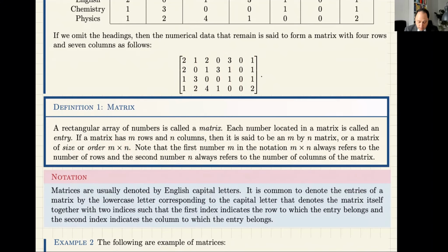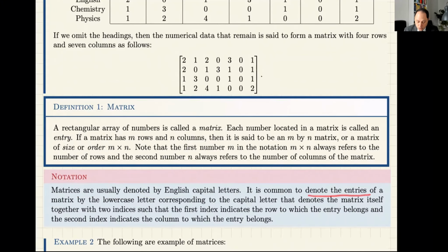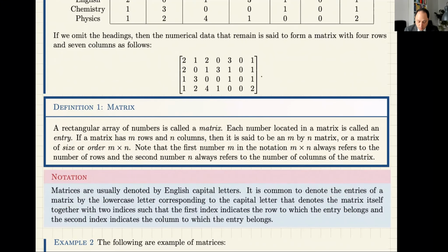And then this notation is also good to know. Matrices are usually denoted by English capital letters. It's common to denote the entries of a matrix by the lowercase letter corresponding to the capital letter that denotes the matrix itself, together with two indices such that the first index indicates the row to which the entry belongs, and the second index indicates the column to which the entry belongs. So what do I mean?